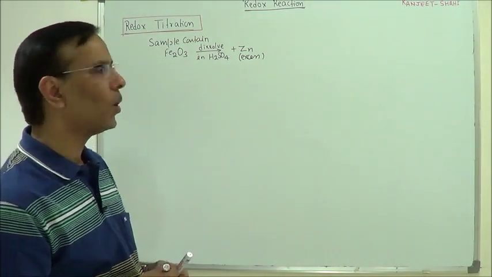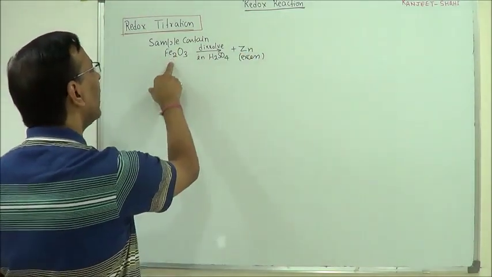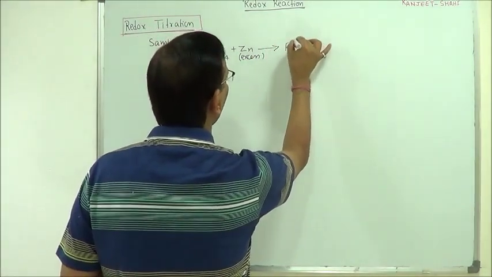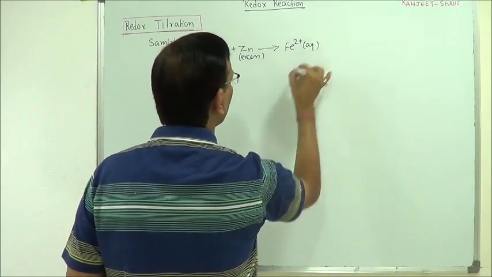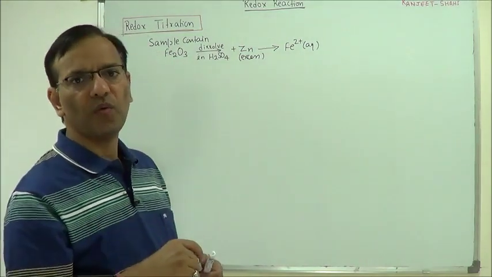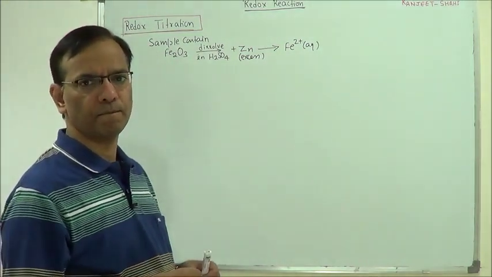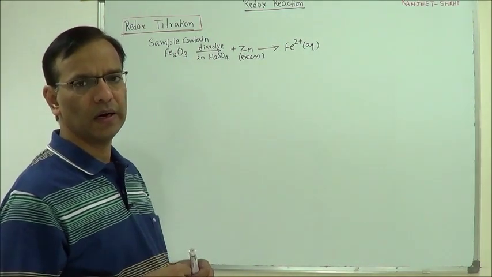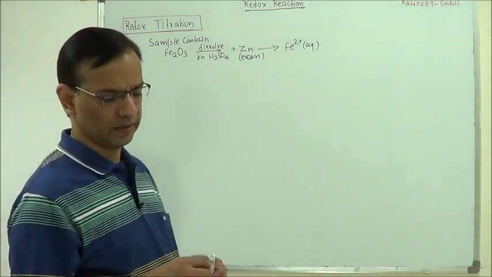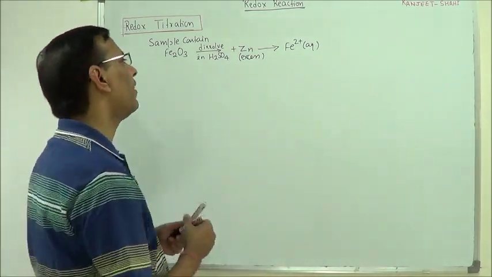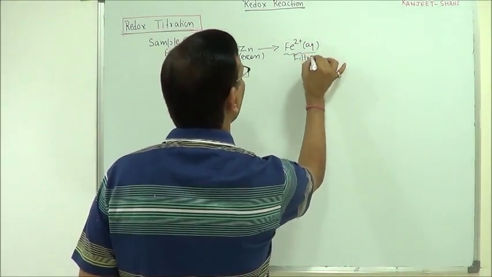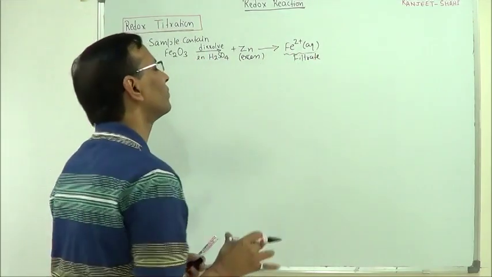So what will it do? It will reduce all iron into ferrous iron, which will come in solution like this. We filter the solution to remove the insoluble impurity at least, and unreacted zinc. So the filtrate now contains ferrous iron.